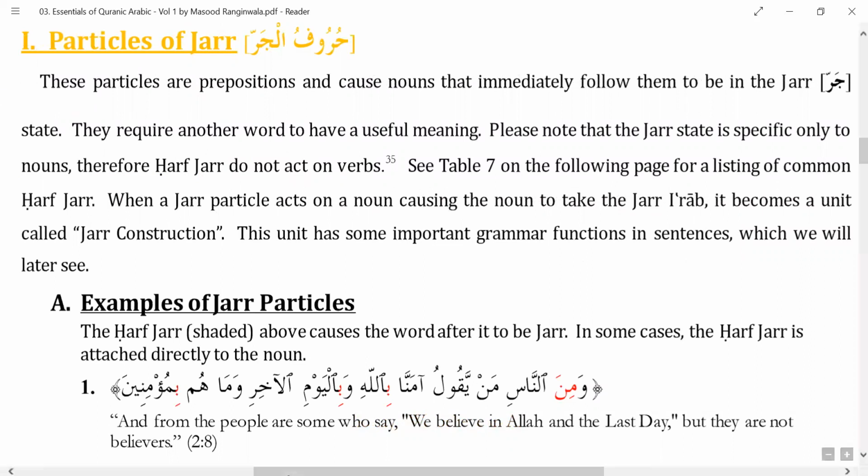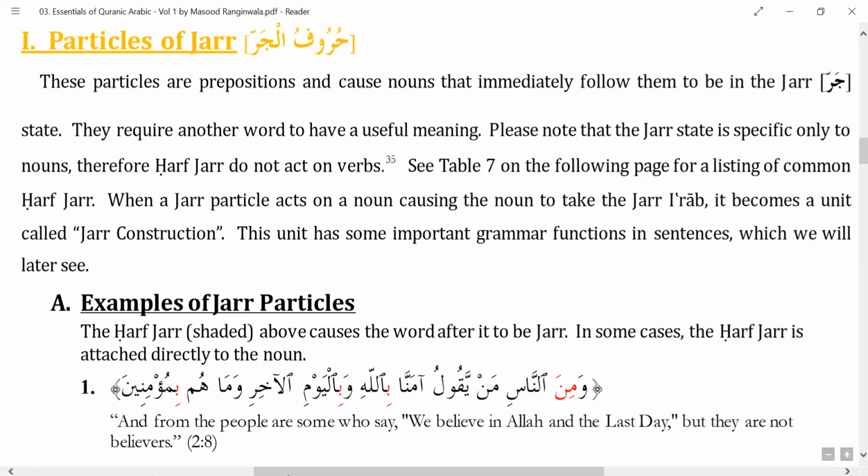They are known as jar construction. So this is the jar, this is harf jar, and this is the word which is in jar. So an ism which is in jar state is called majroor. This word is majroor. So this is jar wa majroor. Wa means and. So jar wa majroor. This is jar wa majroor. This is jar wa majroor here.